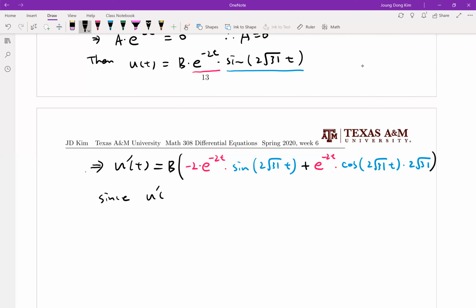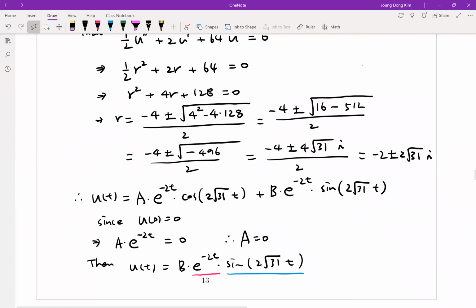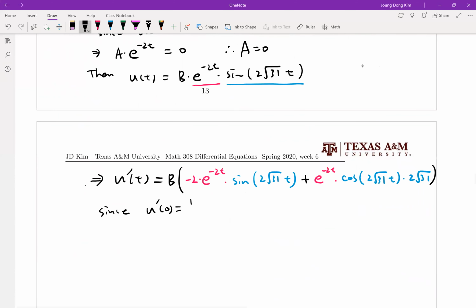Since u prime 0 equal to what was it? Was it 1/3 or 1/4? 1/4, right? Plug in 0, then definitely your sine term will be equal to 0, okay? Then you're gonna have b times e to the minus 2t times cosine 0 equal to 1. That's why we don't have to worry about that part. That is equal to 1/4.